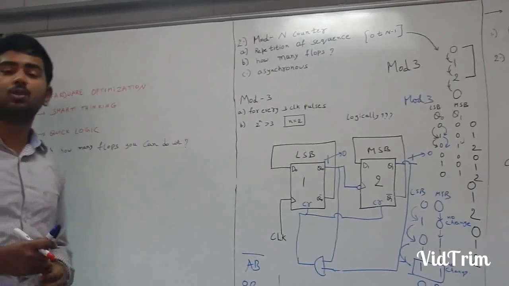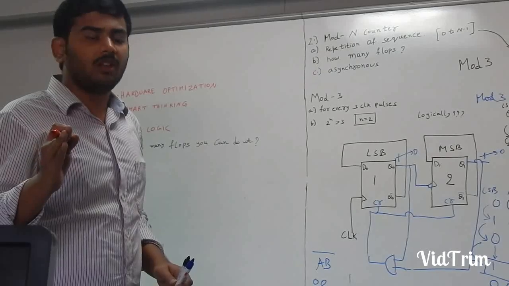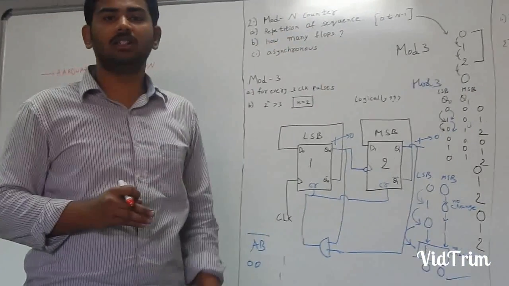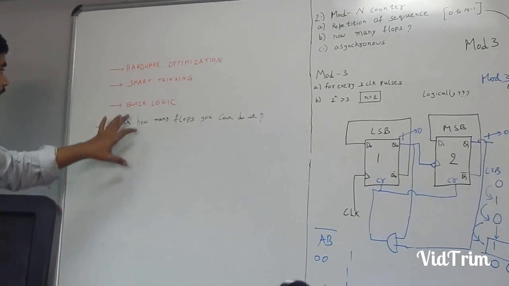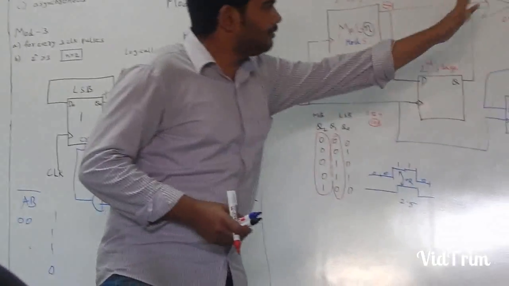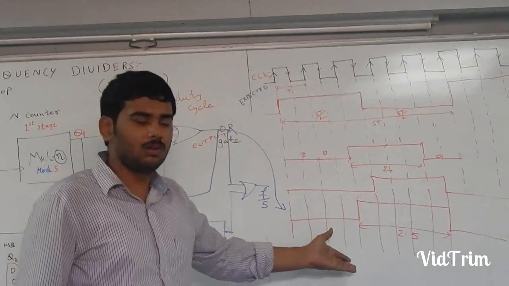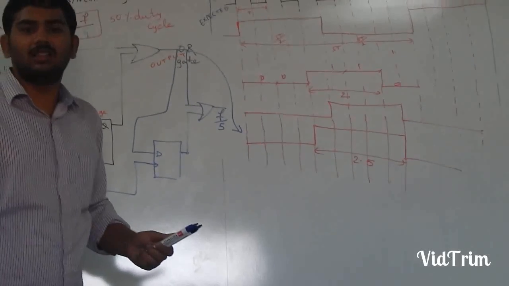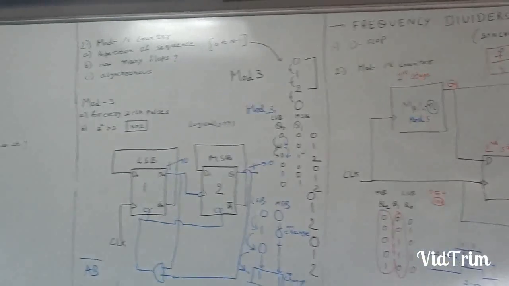Just by seeing, the student should know how many flip-flops he requires to design an F by N frequency divider with 50% duty cycle, and that too synchronous. It's not asynchronous. Quick logic, not just drawing everything very neatly in the interview. Of course you can do that, but just like that, if you say it, you can easily impress him, and that's what he also wants, to be impressed.